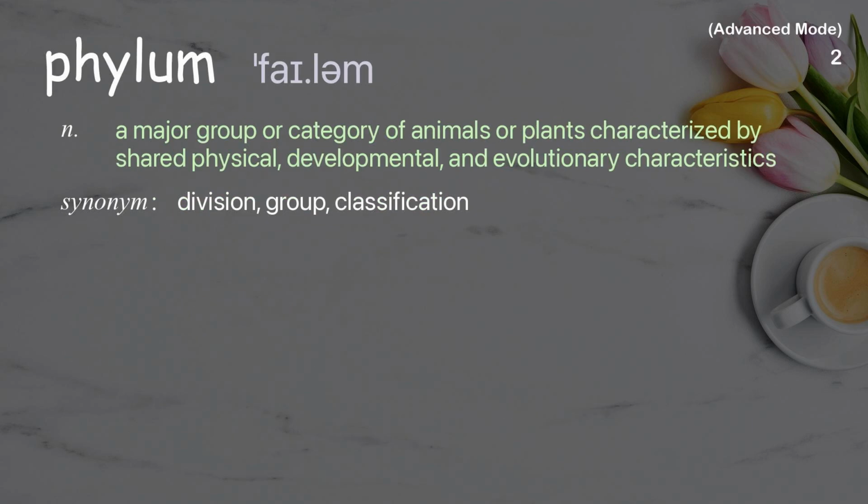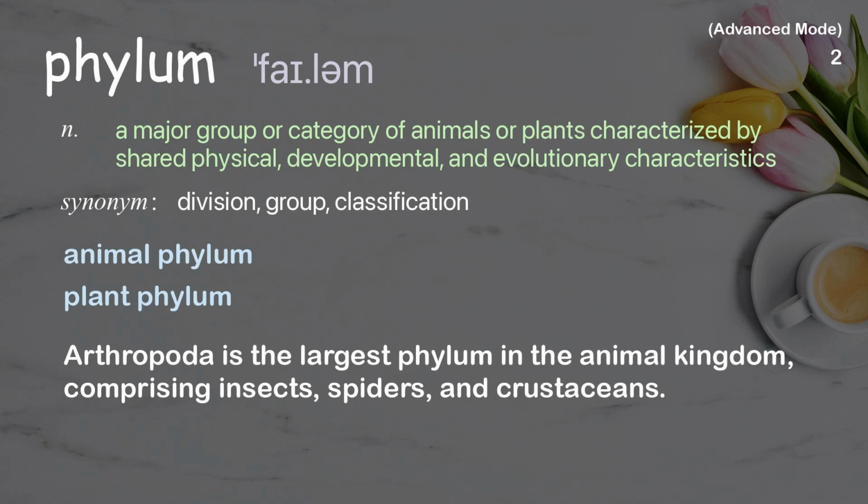Phylum. A major group or category of animals or plants characterized by shared physical, developmental, and evolutionary characteristics. Examples: Animal phylum, plant phylum. Arthropoda is the largest phylum in the animal kingdom, comprising insects, spiders, and crustaceans.